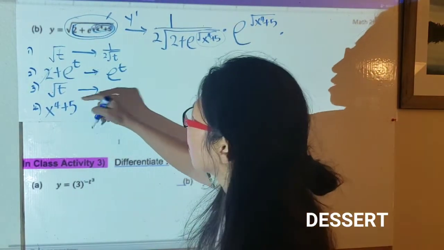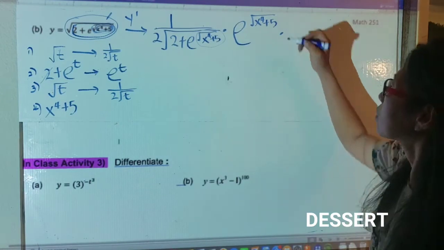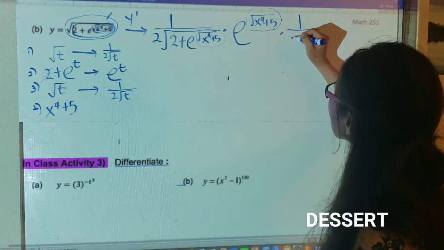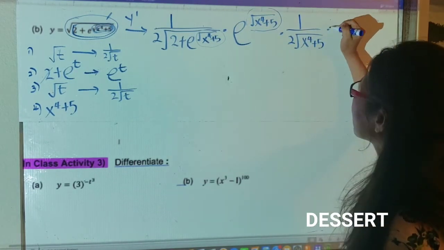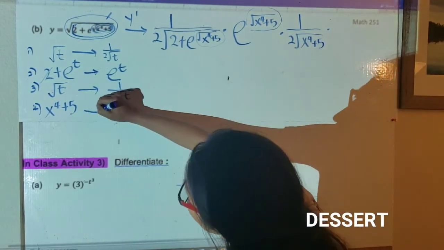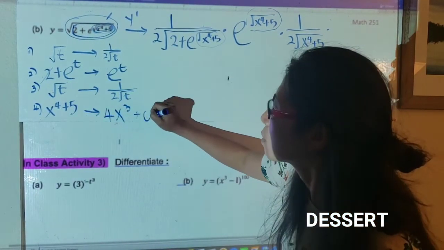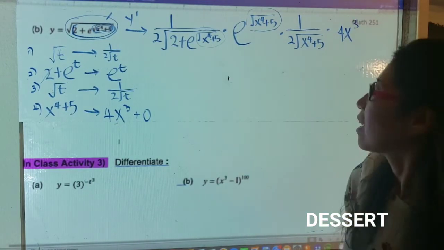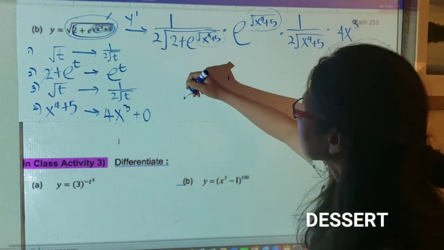Next one, we see this one a lot now, right? It gets better. If I take a derivative of this guy, I'm going to have 1 over 2 square root of, copy down, x to the 4th plus 5. Then the last one, if I take a derivative of x to the 4th power, and then 5 becomes 0. So times 4x to the 3rd power. Okay, of course we have to organize. So let's see if we have a way to organize nicely.